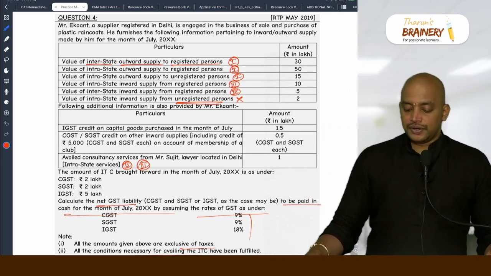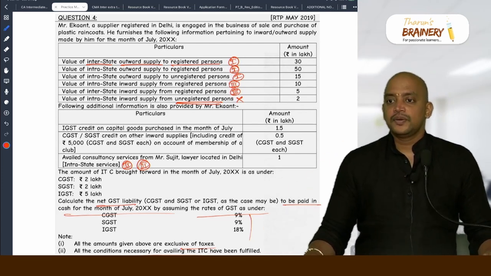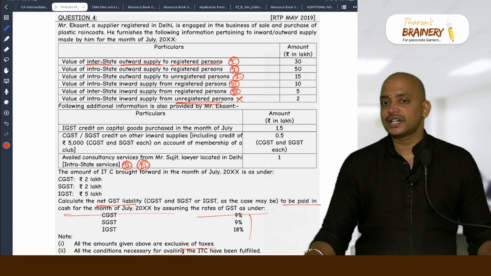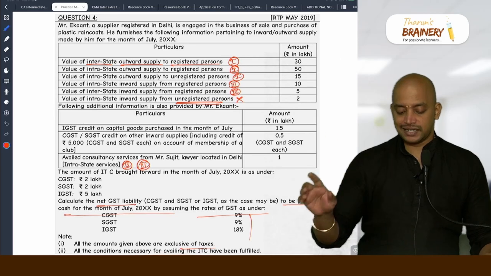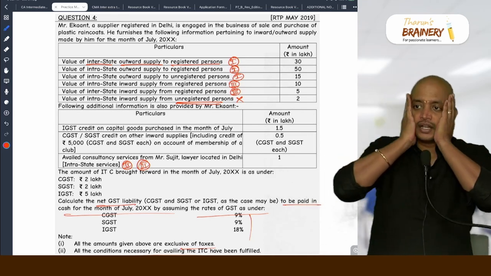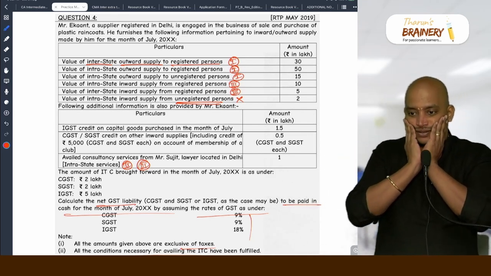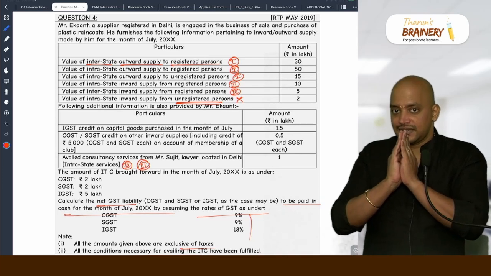Okay. Now, in the particulars, see the first transaction. Outward supply to registered person, correct? B2B supplies. In particulars, write down B2B supplies. Okay. Now, tell me which column, what amount? Value will be 30 lakhs.